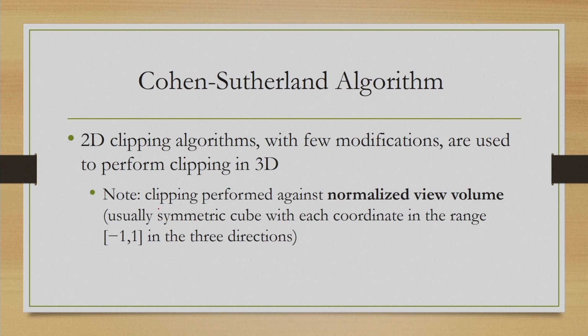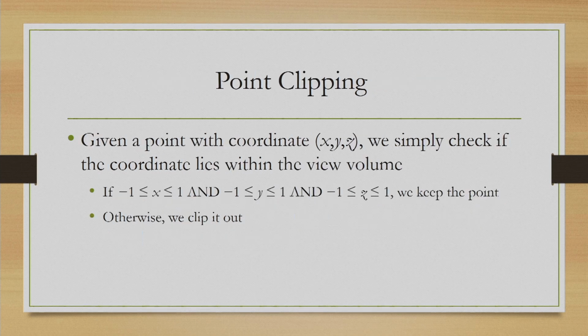The only thing we have to keep in mind is that here we are talking about clipping against a normalized view volume, which is usually a symmetric cube with each coordinate in the range -1 to 1 in the 3 directions. That is the normalized view volume we assume while performing the clipping. Now, Cohen-Sutherland we can extend the basic 2D version to 3D with some modification.